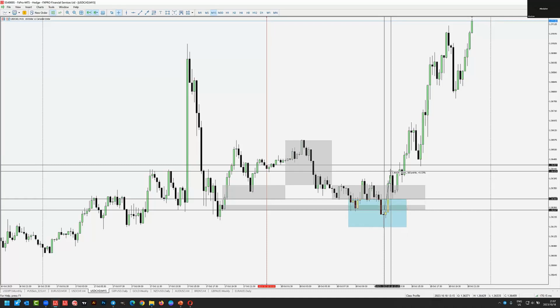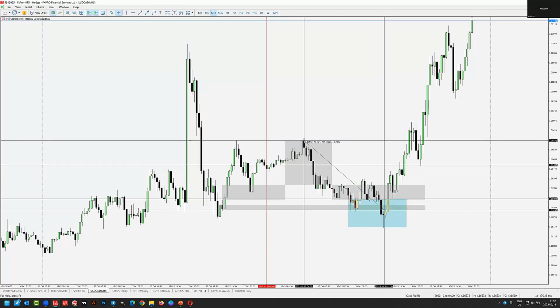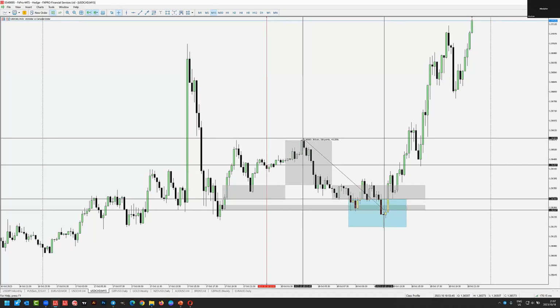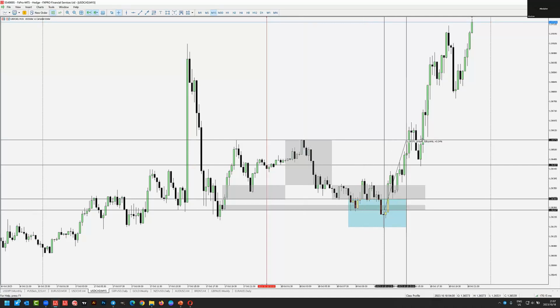But now when you're scalping, your targets should always be old highs, you see. They give you a better return. So targeting this old high from the Asian session would have given like 32 pips.